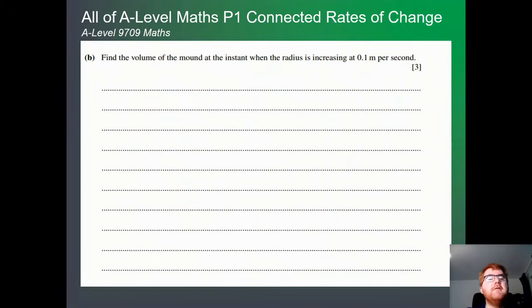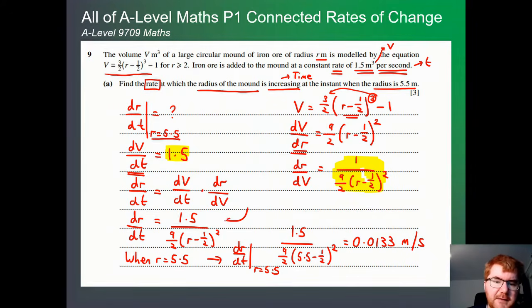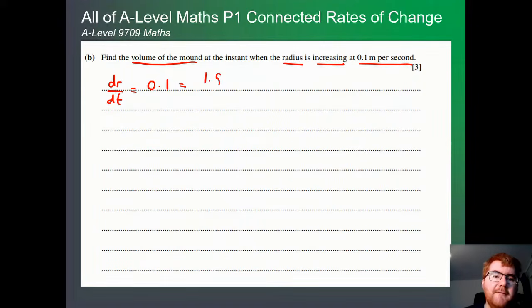Now, part B is a very typical follow-on question. So now we need to find the volume of the mound at the instant when the radius is increasing at 0.1 meters per second. So essentially, they're giving us the information of dr by dt. They've told us at a different time this is equal to 0.1. We also know what dr by dt is equal to. We worked this out in this part of the question. So the 0.1 must be equal to the fraction down below. So this is equal to 1.5 over 9 over 2.